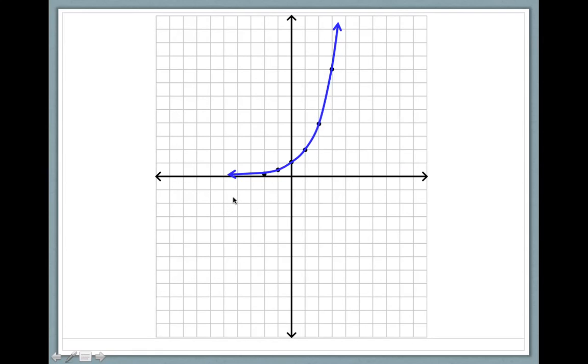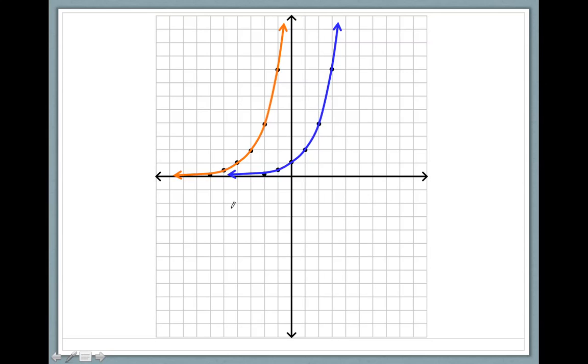Well, again, here's my 2^x graph. An h of negative 4 means that everything is going to move to the left by 4 units. So I take each of my points, I move them all 4 units to the left, and my orange graph represents my new graph.